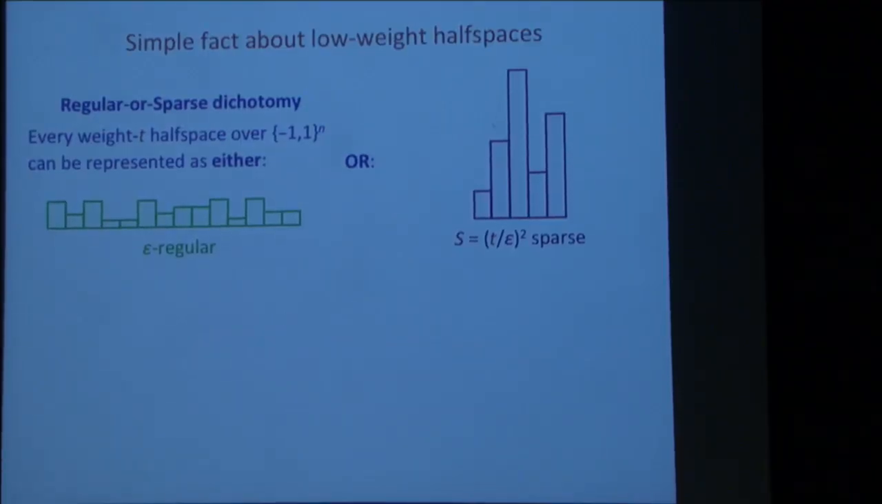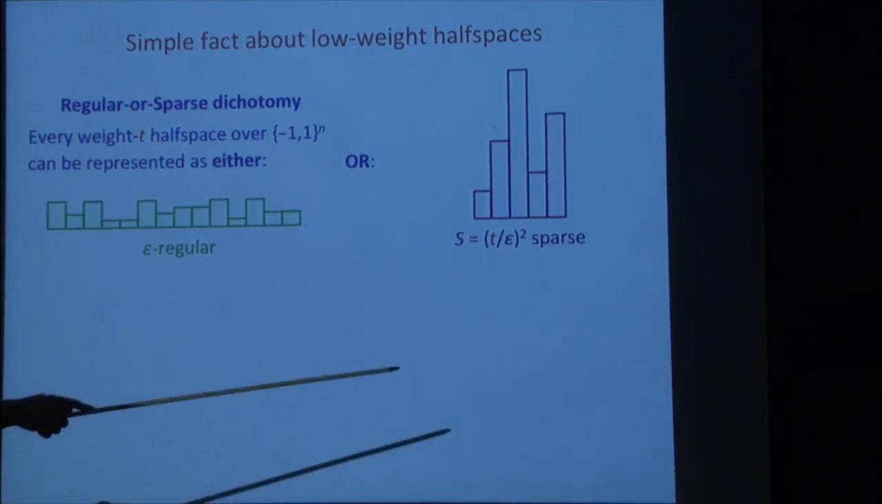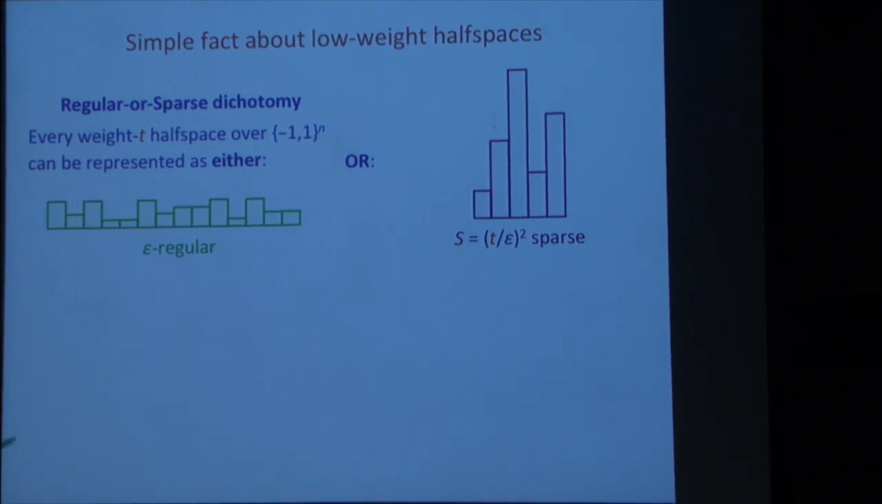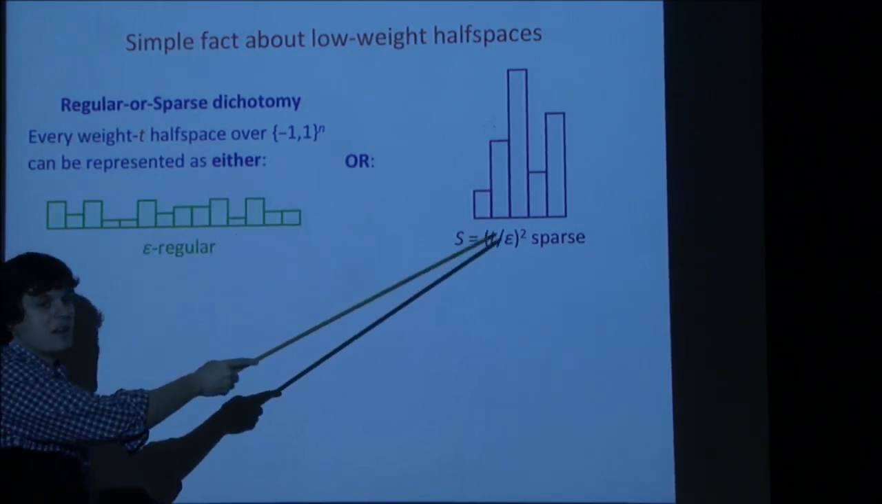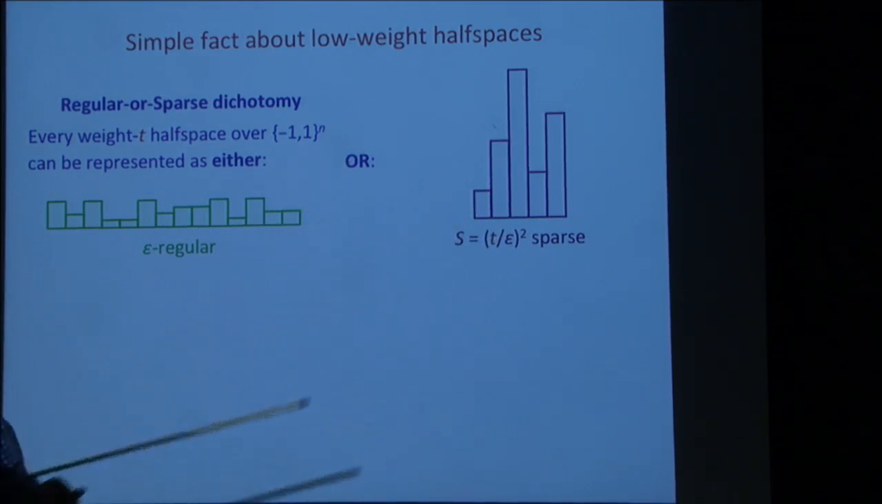One key starting point for what we do is a very simple fact about low-weight half spaces. Again, we're only going to be dealing with half spaces where each integer weight is at most t. We call this the regular or sparse dichotomy. It says if you have any weight t half space, it has to fall into one of two categories. It is either epsilon regular, maybe regular in the first place, like the majority function, low weight, nice and regular, you're happy. Or if it's not regular, it can't have very many non-zero weights. It has to be a sparse half space.